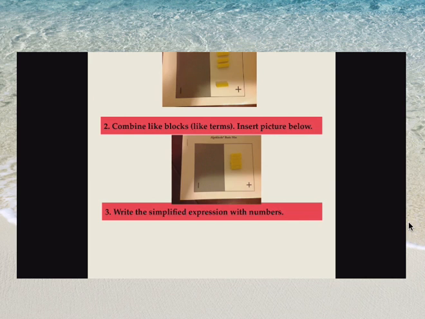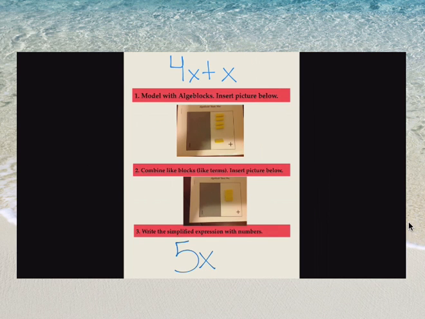And there's our picture. Okay, now our third step here is to write the simplified expression with numbers. So I'm going to take a look here and see that I only have positive values represented, and what I'm showing on that block is 5x. So I can say that 4x plus x, my original expression simplified, is 5x. Okay? So in other words, you're combining any like blocks or like terms that you see. Let's try another one.